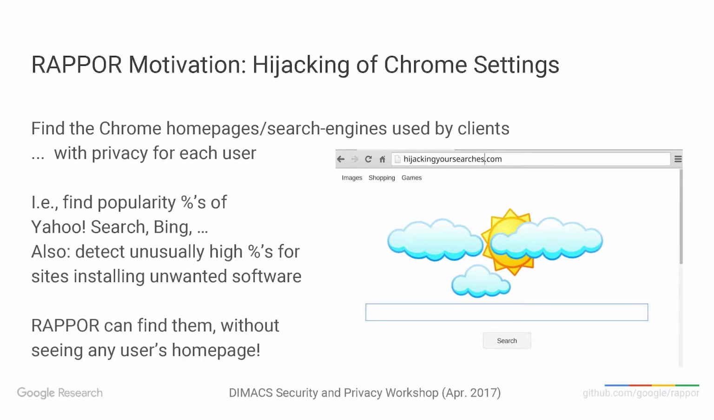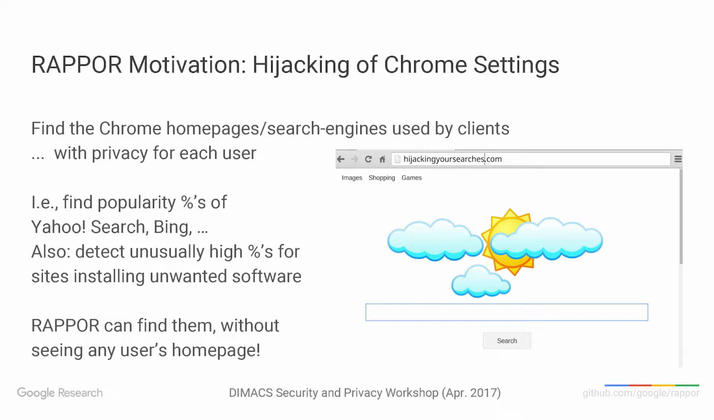We wanted to find out which Chrome homepages and search engines were being used by clients, just in general, to make sure that this matches what we expect out there in the wild. You could just collect all the URLs of all the people who use Chrome, but of course that seems kind of privacy invasive. So instead, we decided to design an algorithm to find the popular percentages of things like Yahoo search, Bing, Google, of course, and also see if a bunch of bad guys show up there.